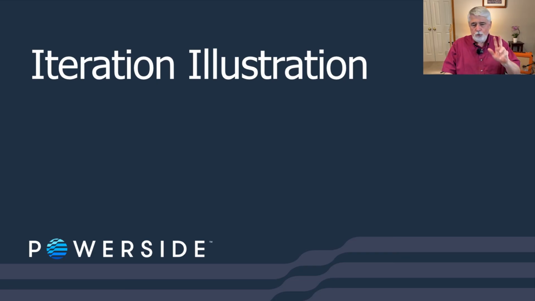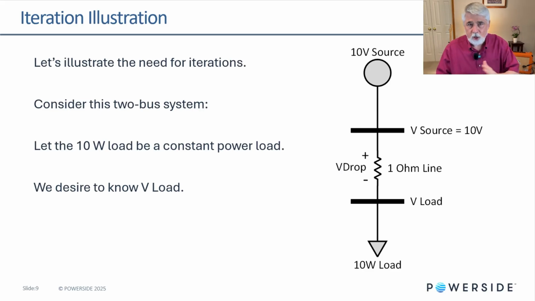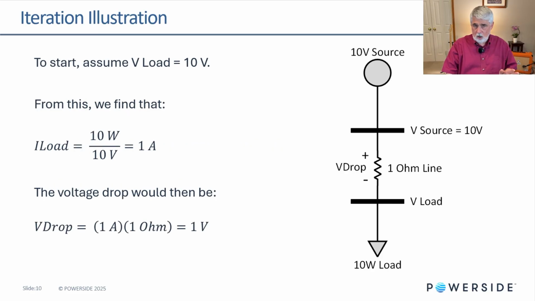Now, to look at this iterative need that's within power flow, let's do a really quick example, all right? We're going to look at constant power loads. So imagine we have a system, 10-volt source, a 1 ohm line, we have a 10-watt load, and what we want to know is the voltage at V load, all right? The load is constant power again. So for that condition, we could start off assuming that the load voltage is 10 because we don't know what the voltage drop is yet. We know the voltage is going to be lower than 10 volts, but we don't know what it is yet.